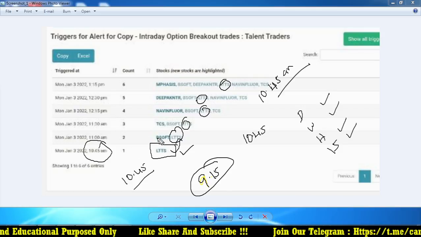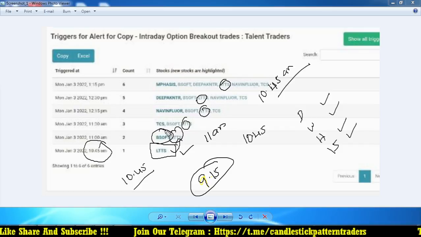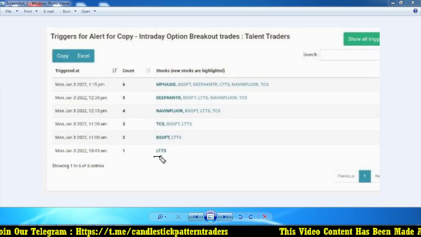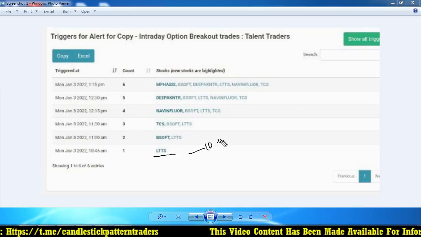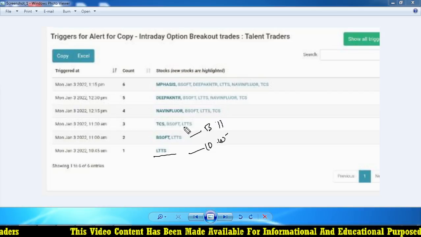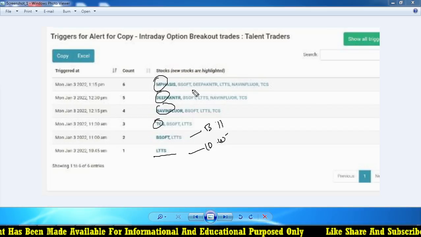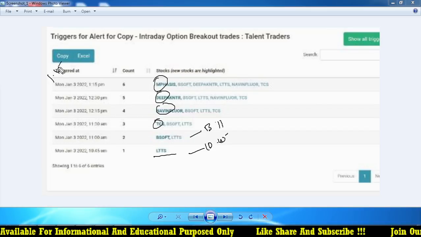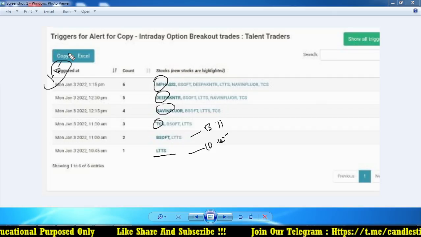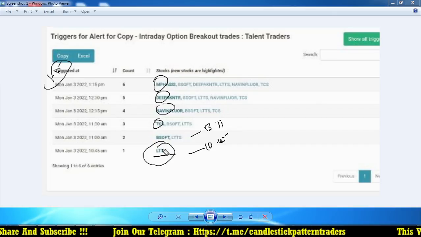Then at 11 AM we got BSoft, and at 11:30 we got TCS. Let me show you that. LTTS at 10:45, BSoft at 11, and then TCS, Navin Fluoride, Deepak Nitrate and MPhasis. This goes up to around 115. But the first stock we got based on this candlestick pattern breakout trade is LTTS, and then BSoft.